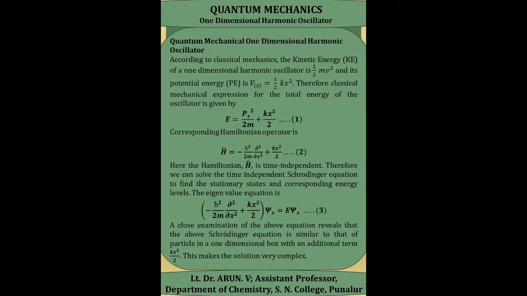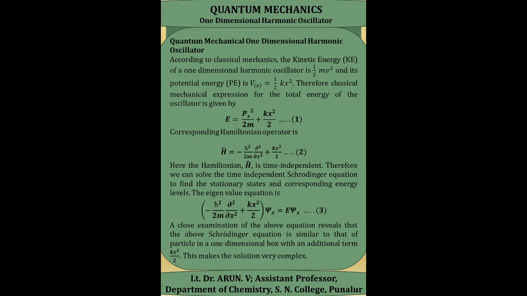According to classical mechanics, the kinetic energy of a one-dimensional harmonic oscillator is given by half mv square, and its potential energy is represented by V(x) in one direction, that is equal to half kx square. Therefore, the classical mechanical expression for the total energy of the one-dimensional harmonic oscillator is given by E equal to p square divided by 2m, where p is the momentum in the x direction, represented by p_x, plus kx square by 2.